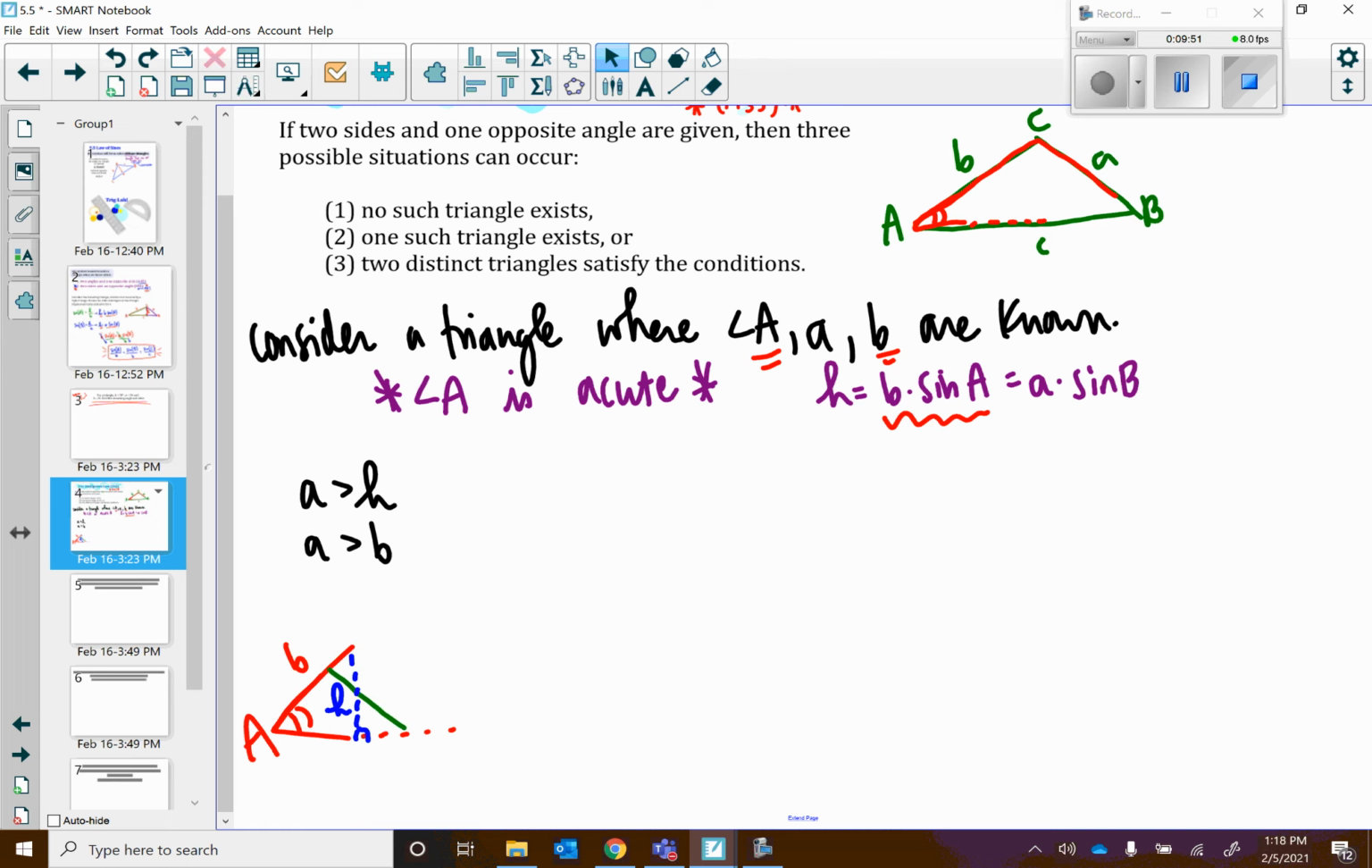In this scenario, how many triangles will exist? Well, as I'm playing around with this, this will have only one possible triangle.